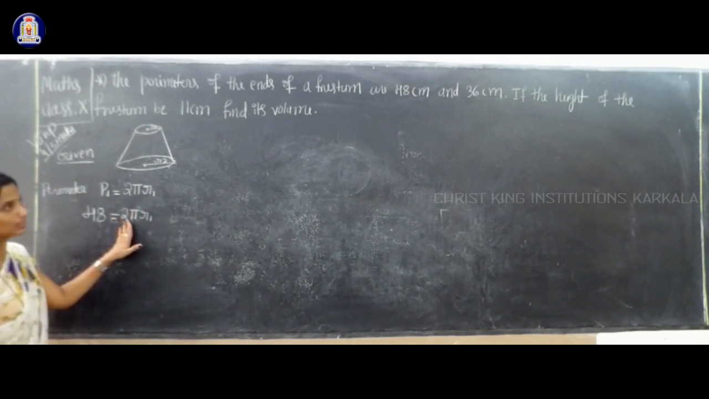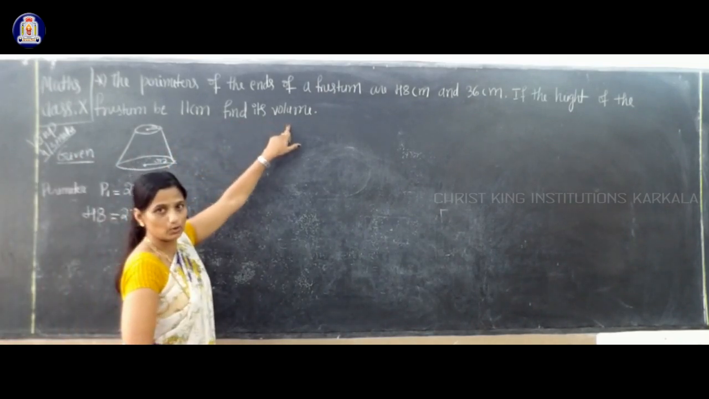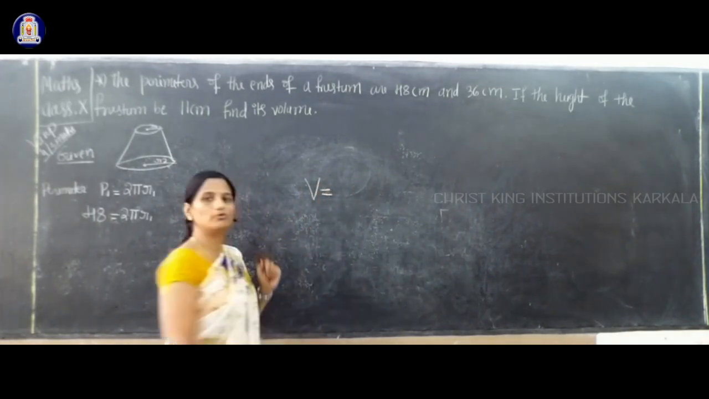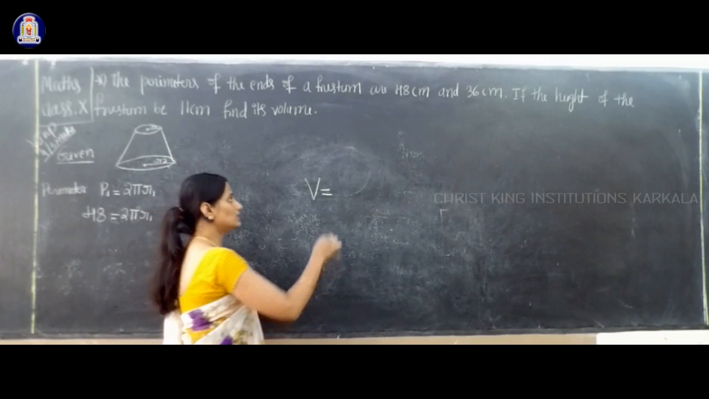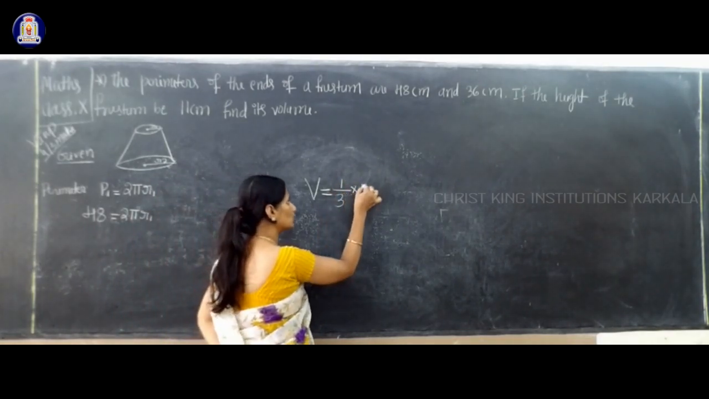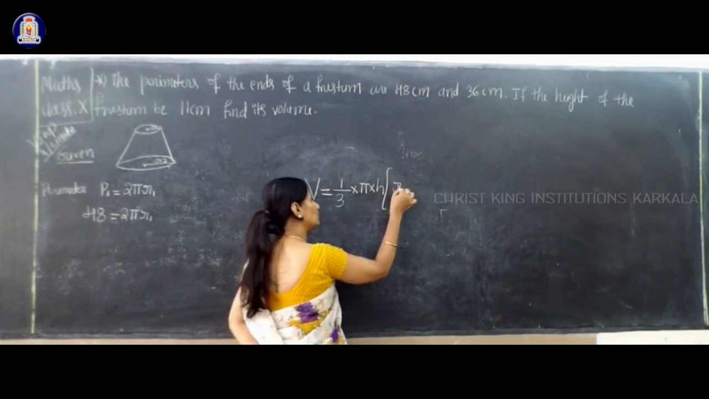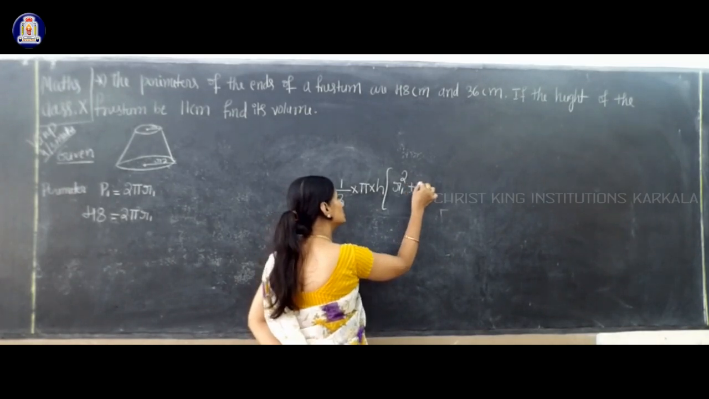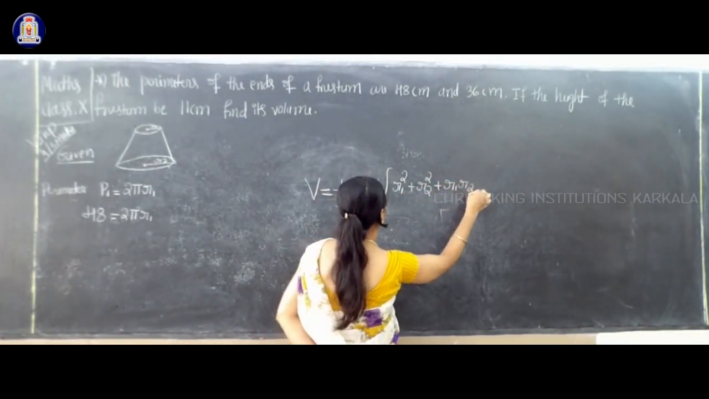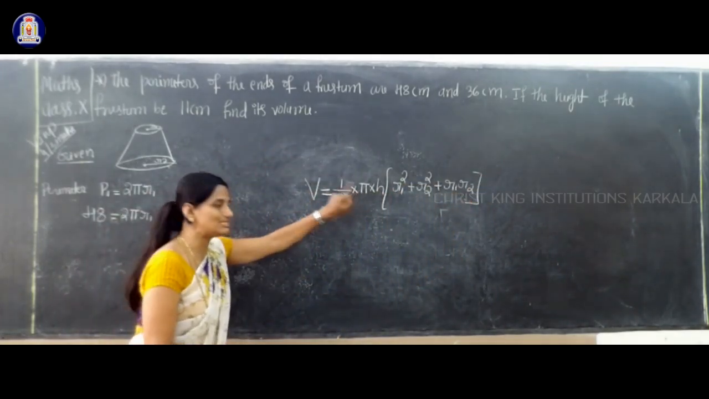Before this, what is your question? The question is to find its volume. That means we have to find the volume of the frustum. What is the formula for the volume of a frustum? It is 1 by 3 into pi into h, into R1 square plus R2 square plus R1 into R2. Is this right? To find the volume, the formula is this one.